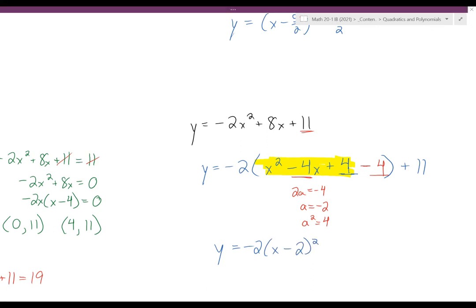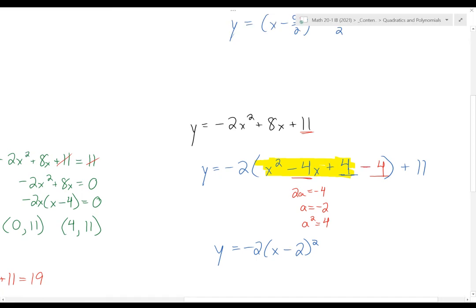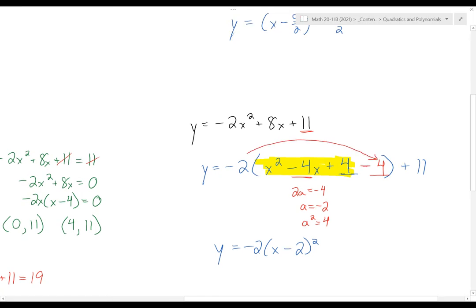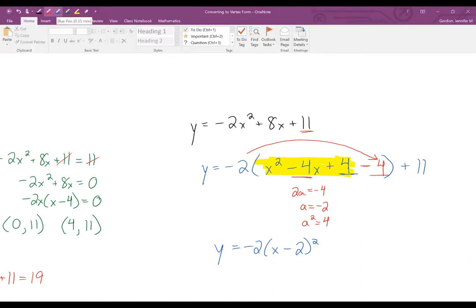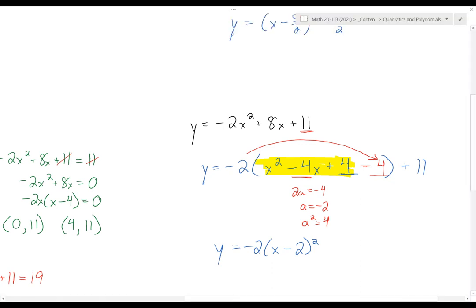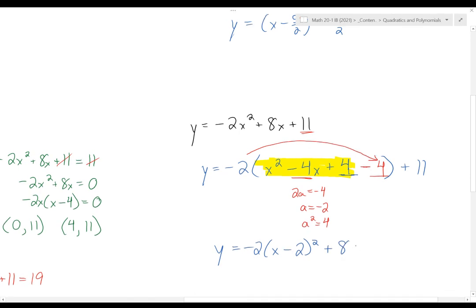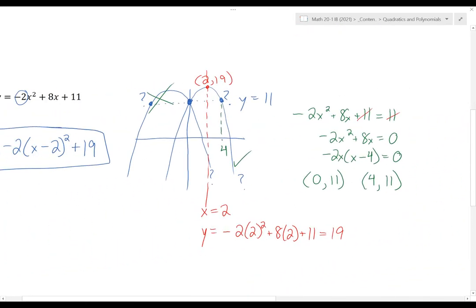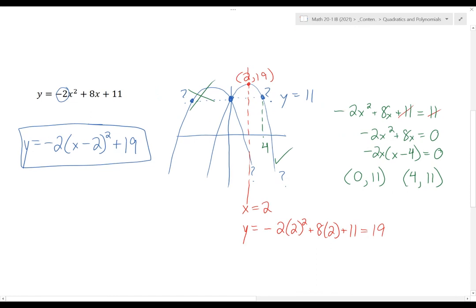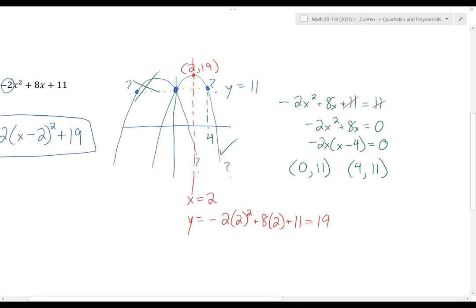All right, so here's where a lot of people forget to do this part. That minus 4 was in the brackets as well. I need to subtract it in the same place that I add it. So I need to distribute that. So this becomes plus 8 and then plus the 11 that was already there, which gives me y equals negative 2 times x minus 2 all squared plus 19. That is the vertex form. It does match exactly what I found the last time. Negative 2 times x minus 2 all squared plus 19.